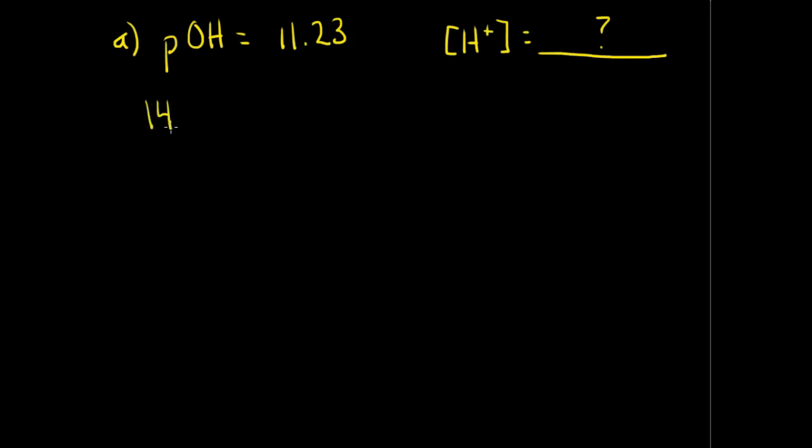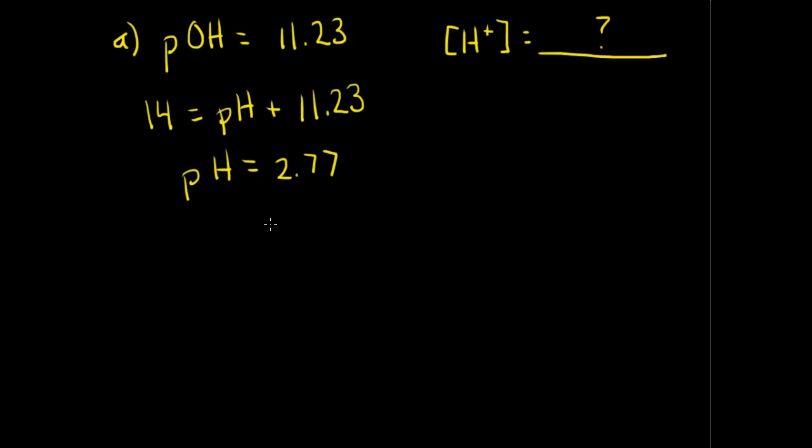We've got pOH of 11.23. And on the right-hand side, we're asked, if your pOH is that, what's your hydrogen ion concentration? We've got to figure that out. So we've got a couple steps to do here. We can't get to our hydrogen ion concentration from our pOH, but we can get to our pH from our pOH. 14 equals your pH plus your pOH, which is 11.23. So from that, we can figure that our pH is 2.77.